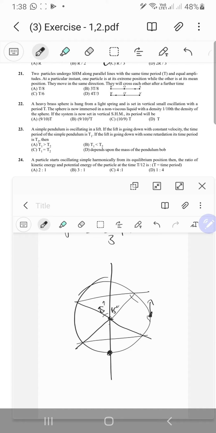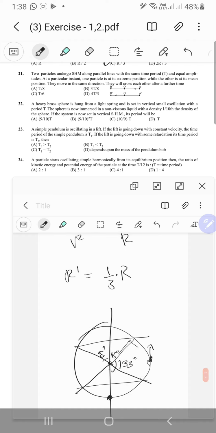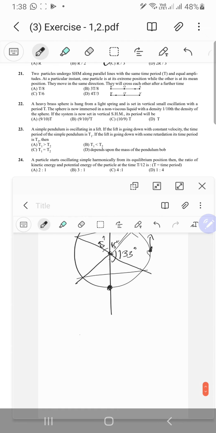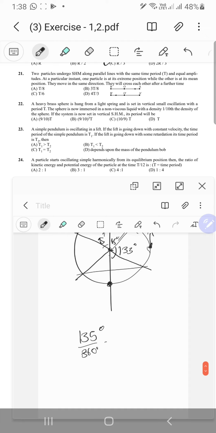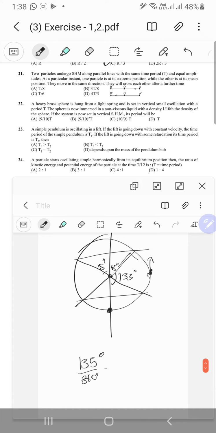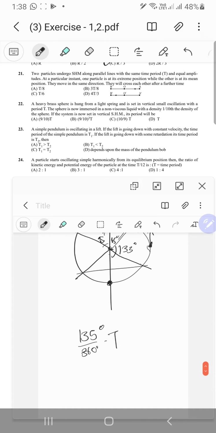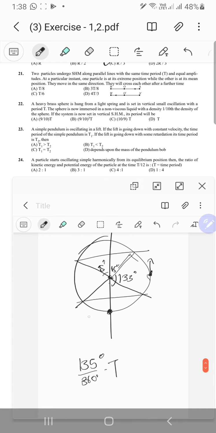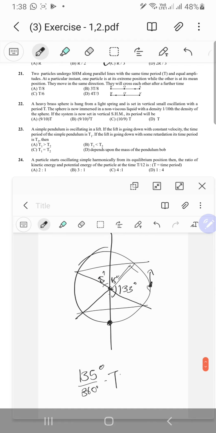Okay, so this angle is 45 degrees, so this complete angle is 135 degrees. So 135 degrees upon 360 degrees, this is the ratio of the angles, into the one complete T it takes to go. That's going to be the time it needs to go through that 135 degrees. So they will cross each other after this time. Well, yeah, it looks correct.